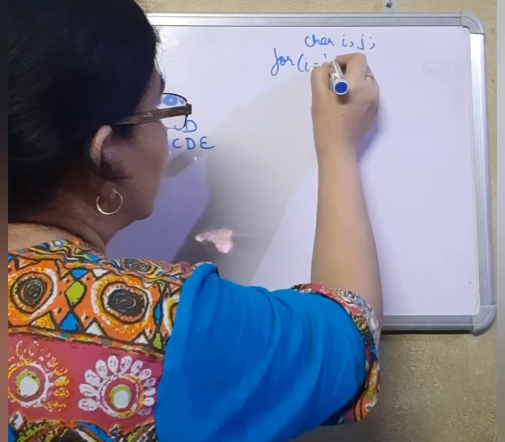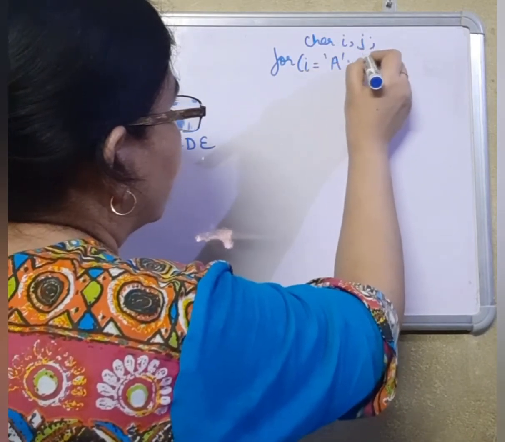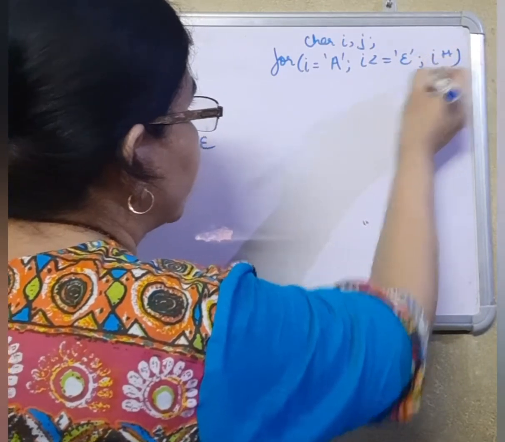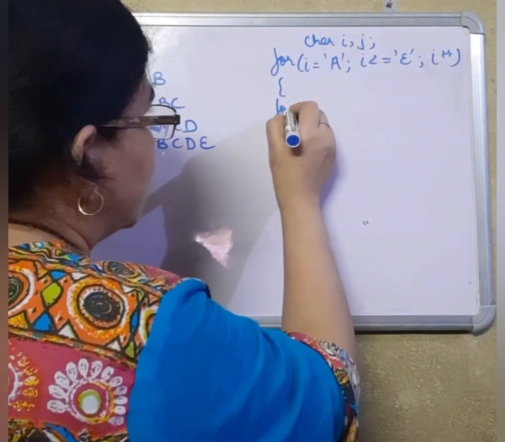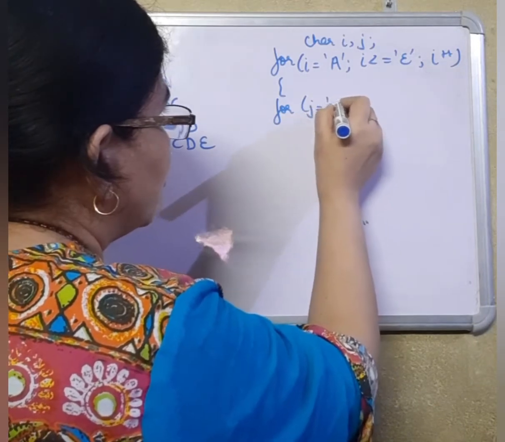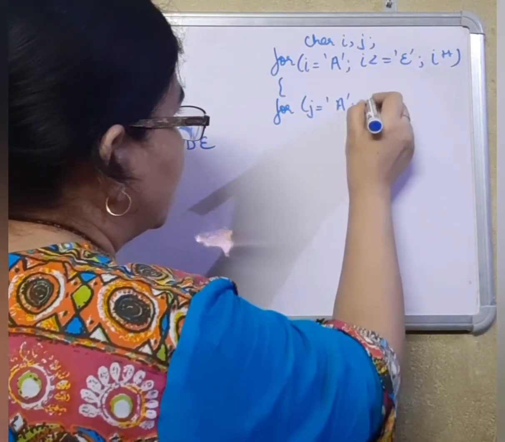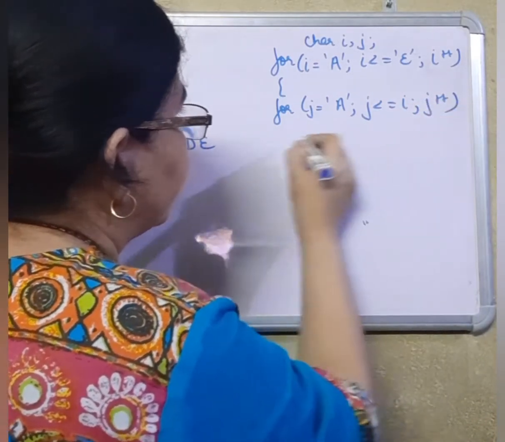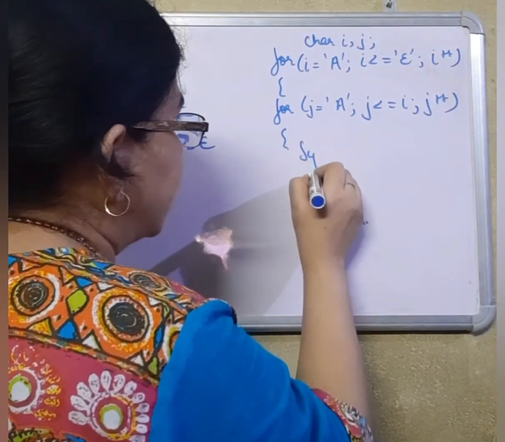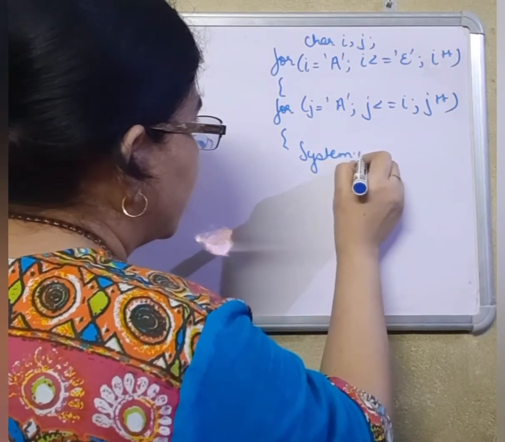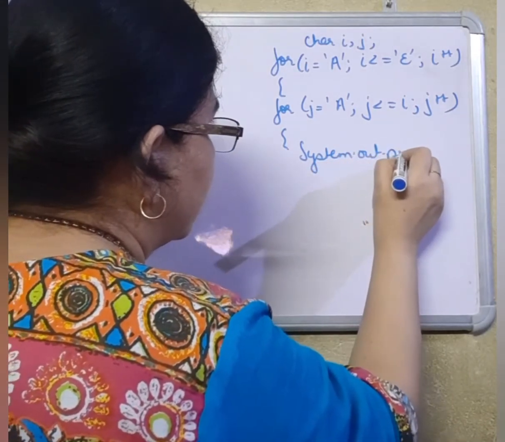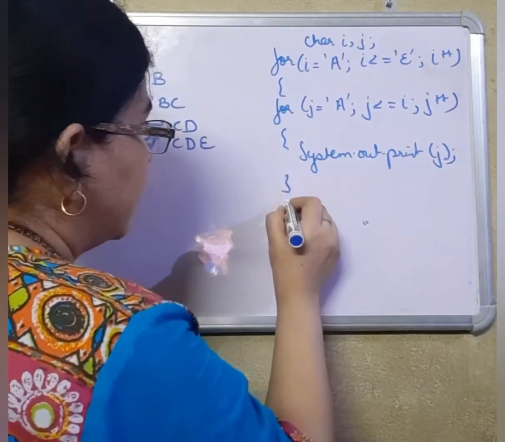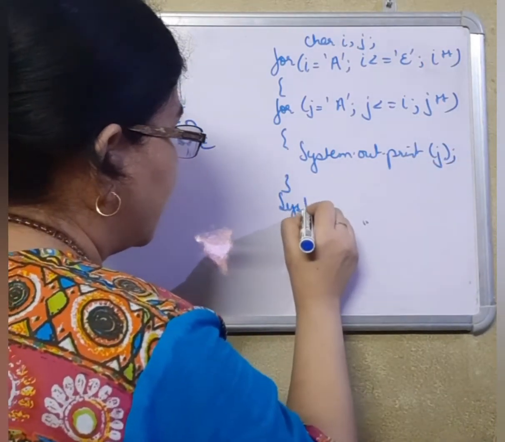For I is equal to A, I less than equal to E, I plus plus. J is equal to A, J less than equal to I, J plus plus. System dot out dot print J. System dot out dot print.